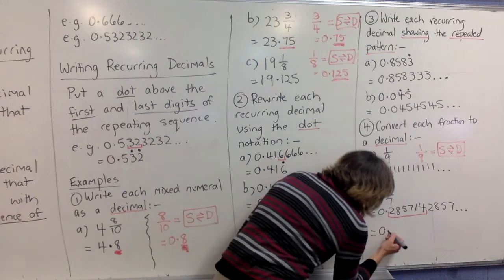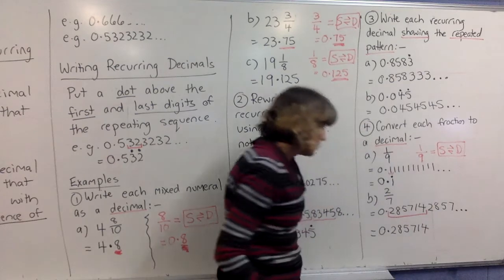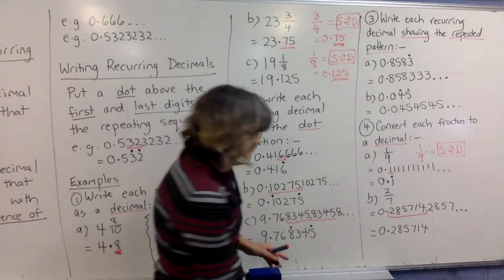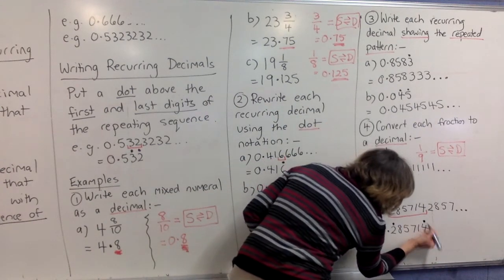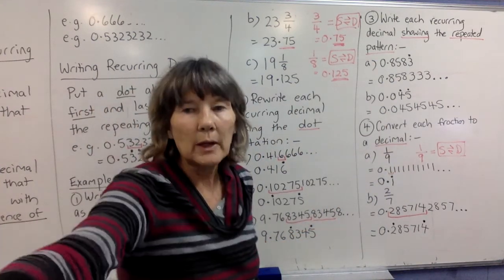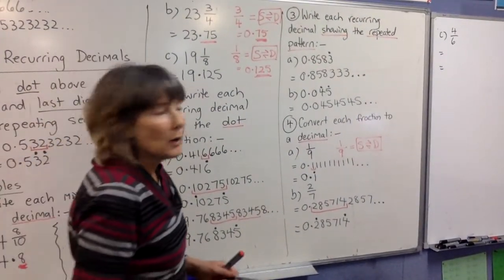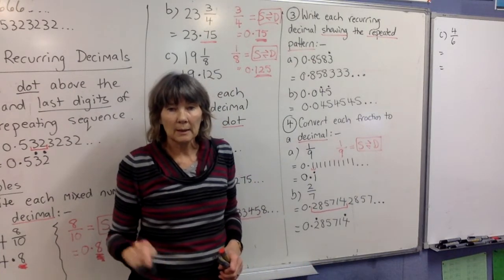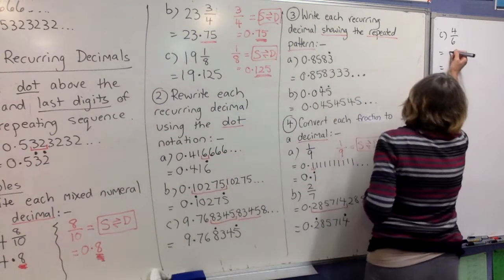So we're going to write it properly with our dot notation. Now that's what's repeating. Even though you can't see the end of that next one, that's what's repeating. So the dot goes above the first digit and the last digit of the repeating part. That's the only correct answer. Okay, and we're doing one more. So the last one is 4 over 6. So if you go to your calculator, press in 4 over 6 equals SD, and the calculator will give you this.